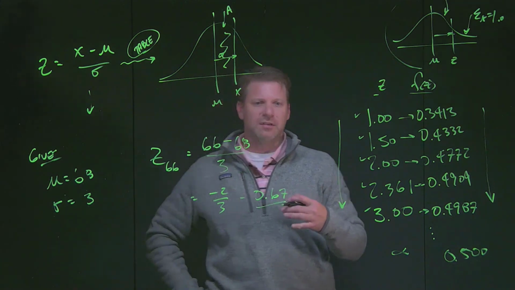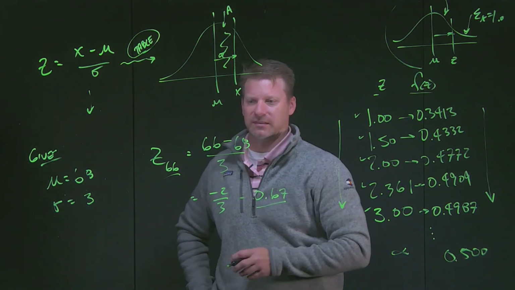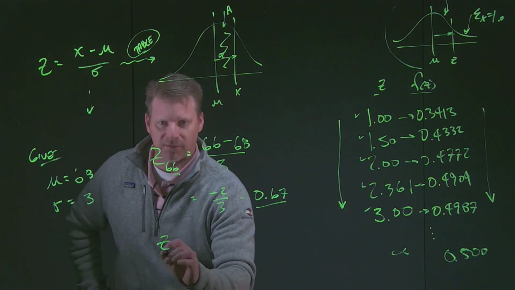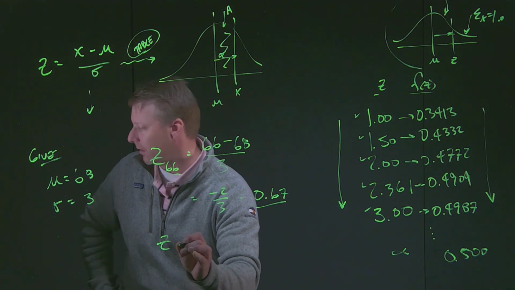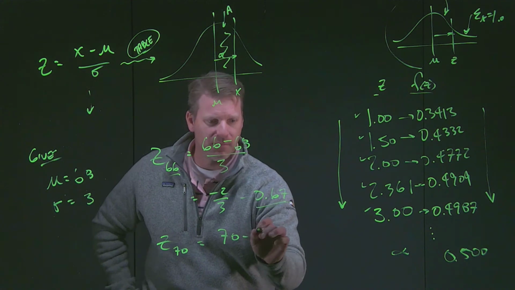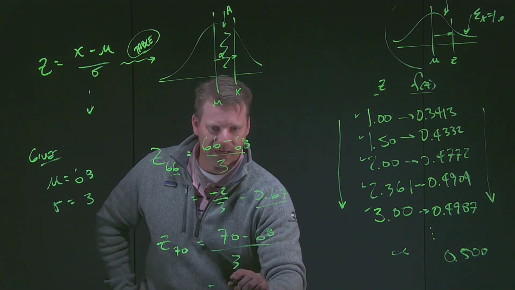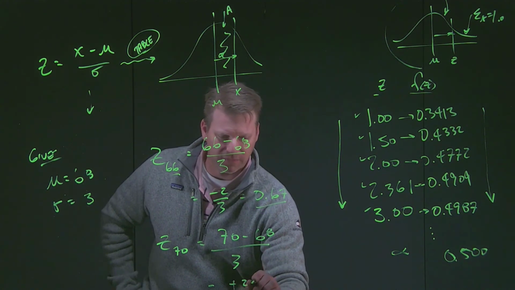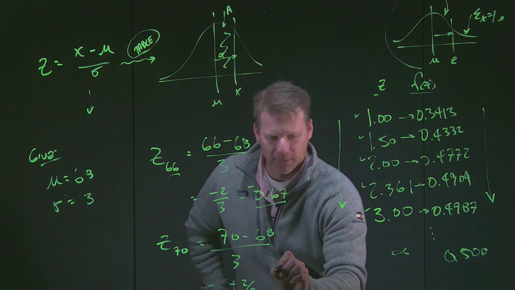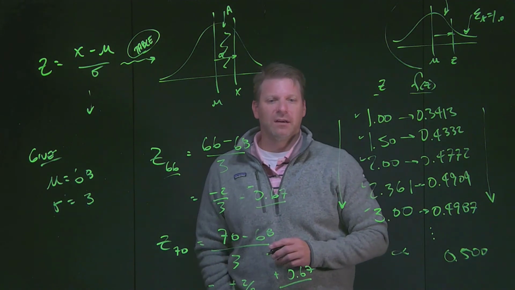So if I simply asked what is the standard value for a golfer that scores 66, it would be -0.67. If I said, what is my z-value for a golfer that scores 70, you can see where this is going already. Now we've got 70 minus 68 divided by 3. Now instead of a negative 2/3, we have a positive 2/3. So now I've got a positive 0.67. So we can start to calculate these z-values.